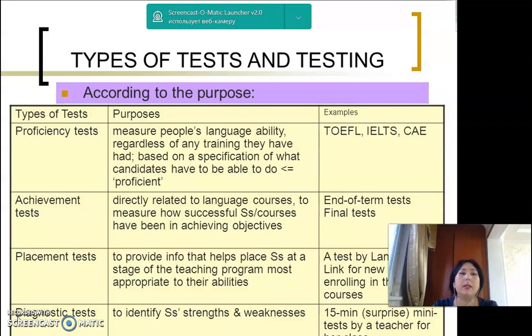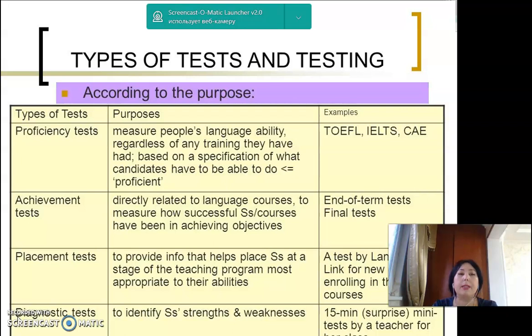The next type of test is the achievement test. The purpose of this is directly related to language courses: to measure how successful students' courses have been in achieving objectives. As examples, we can give end of the term test, final test, midterm test, and so on.